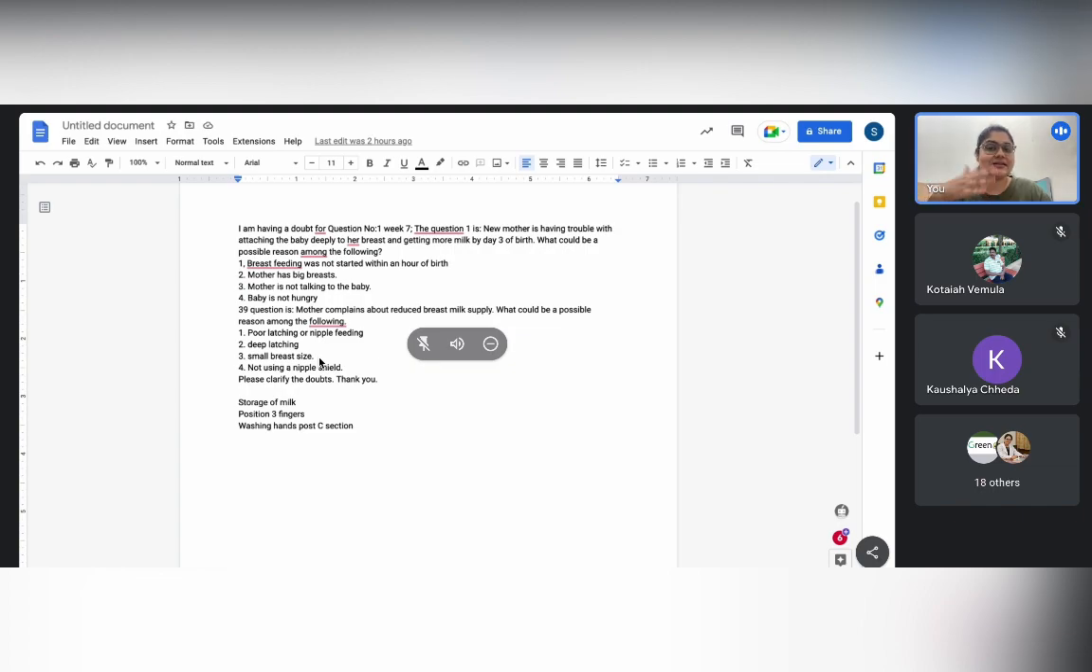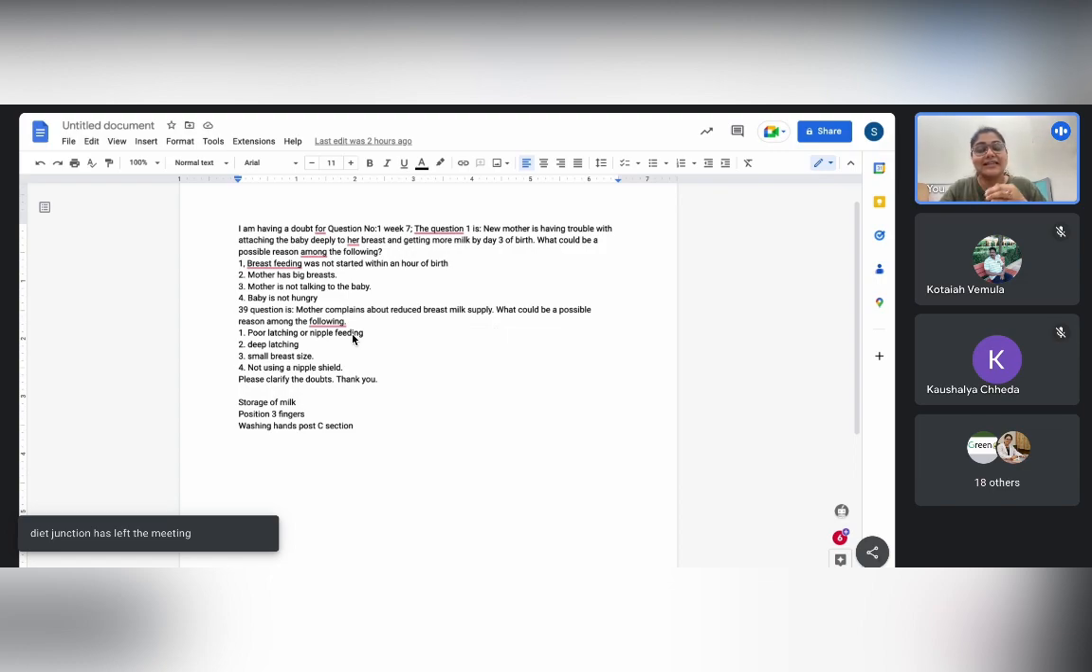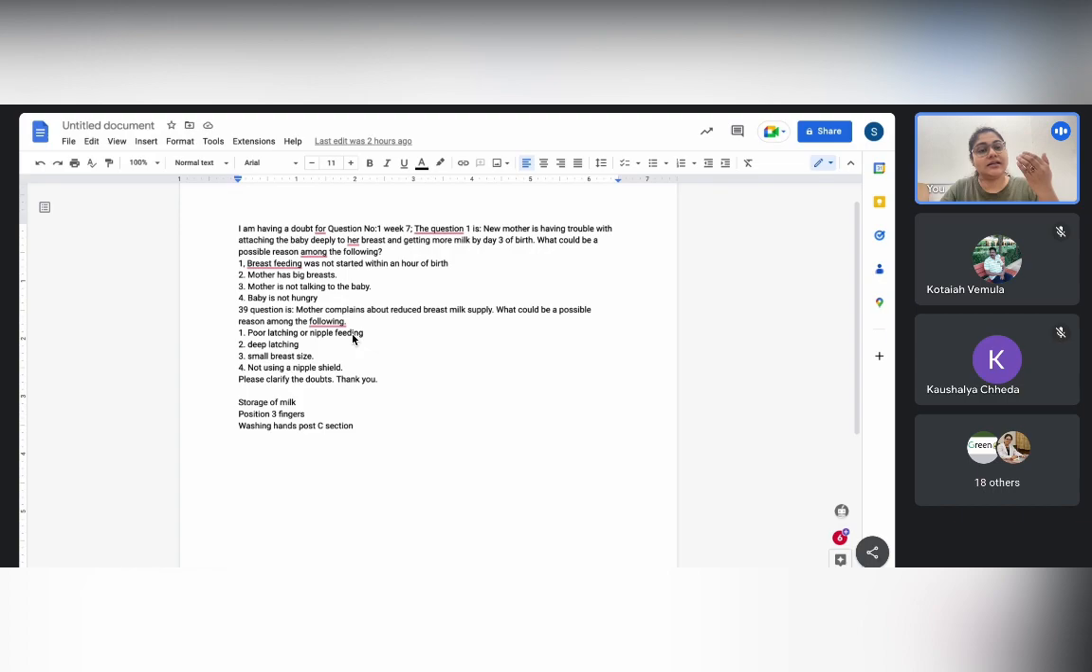Then small breast size. The breast size doesn't have anything to do with the breast milk supply directly. Not using a nipple shield also is not the correct option. So the poor latching or nipple feeding. As we have discussed, if the baby is not able to properly latch and there is nipple feeding, that might lead to a reduction in the milk supply. So the answer for this question would be poor latching or nipple feeding, right? Thank you, ma'am. Yeah. Thank you so much.